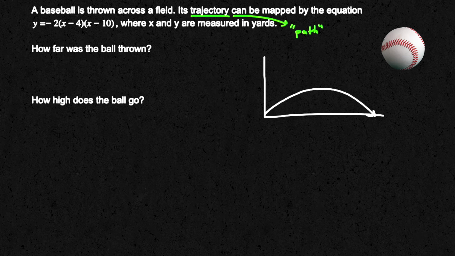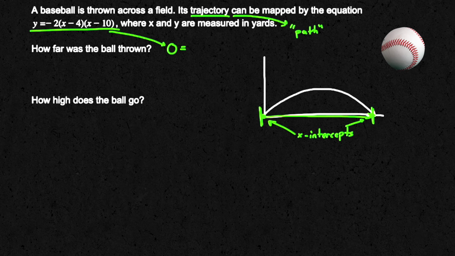So when it says how far was the ball thrown, on this little sketch that we just made, that would be like this distance. Like from the first point where it starts to the point where it hits the ground again. So that means I need to figure out what this x value is and what this x value is. And those are just the x-intercepts. So to find the x-intercepts, remember we take the equation and we plug in 0 for the y value.